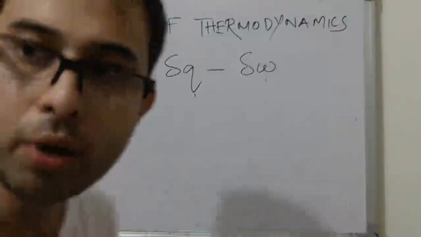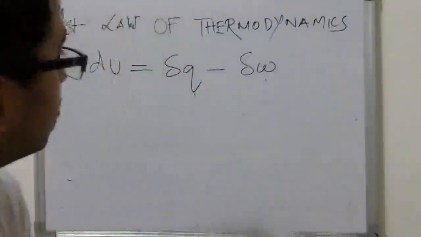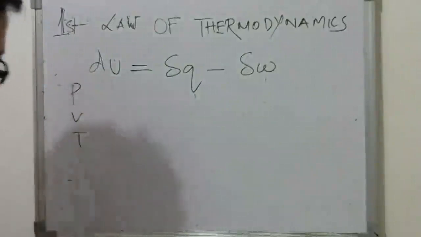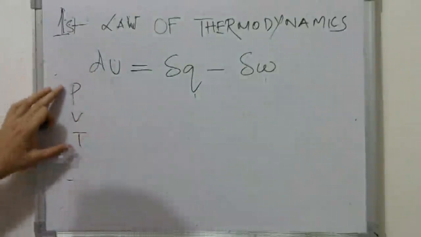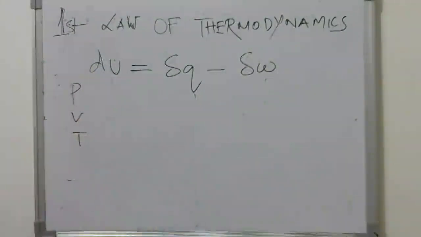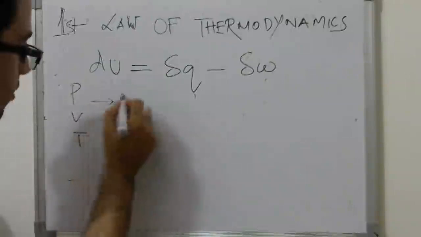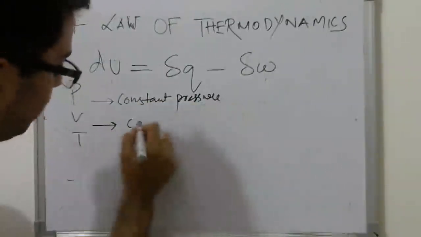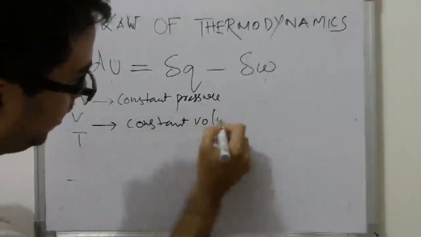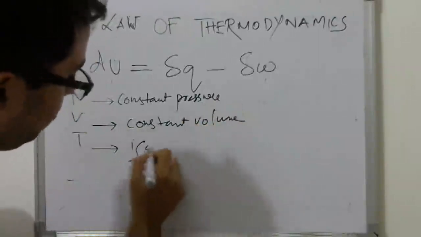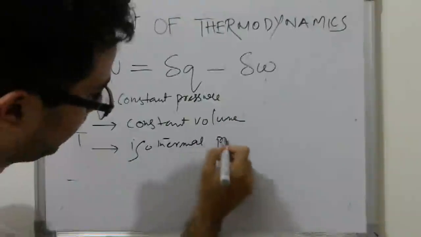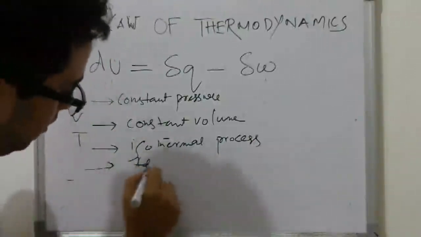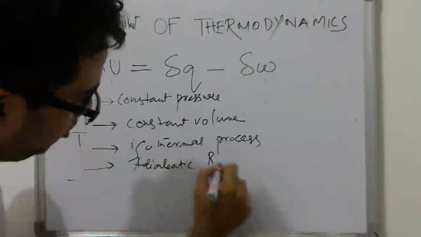Okay, so we'll talk about three important processes now. Essentially, you always remember here pressure, volume, and temperature. These are the key parameters in thermodynamics, and based on that, we have a constant pressure process, a constant volume process, and an isothermal process, where the temperature of the system is maintained. And there is also a process that is called adiabatic reversible process.